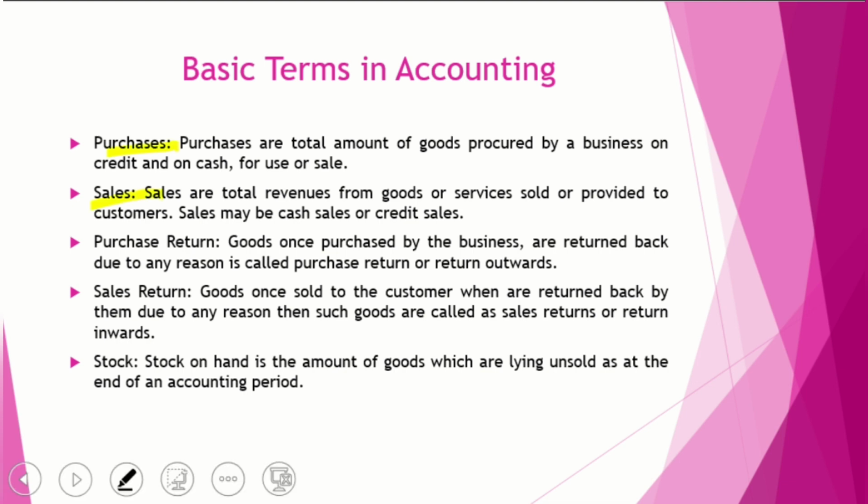Next, we have sales. Sales are the total revenue from goods and services sold to customers. Sales may be cash or credit sales. Here again, since she now has a variety of clothes and various customers are coming, she is selling all of those.